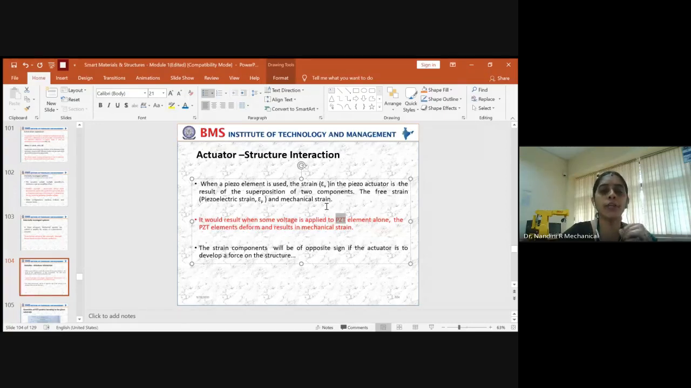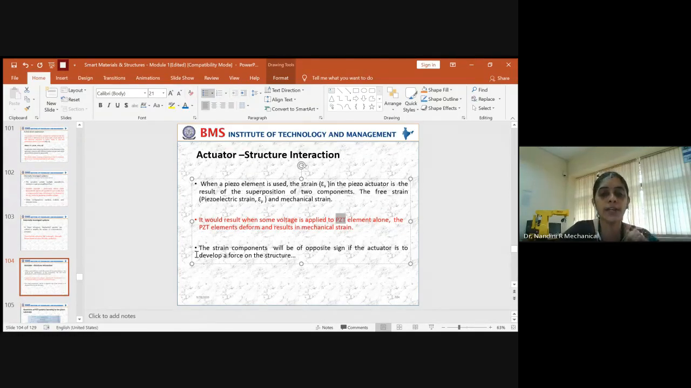The piezoelectric strain or the mechanical strain can come into the structure or the actuator only if you apply some voltage across the piezo element. You won't be applying voltage across the substrate. Remember, you'll be applying the voltage only across the actuator. Due to this applied voltage, the piezo strain and the mechanical strain will be applied to the actuator as well as the structure. This is how both will be interlinked. You should not get confused while evaluating the values of mechanical strain and piezo strain. Be very clear about which one you are evaluating.